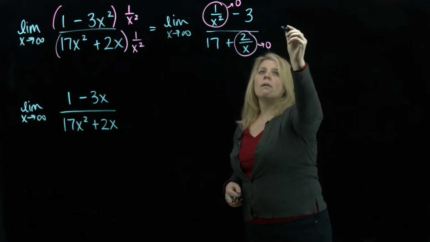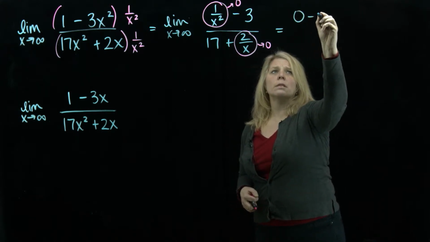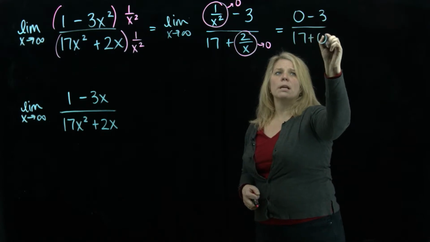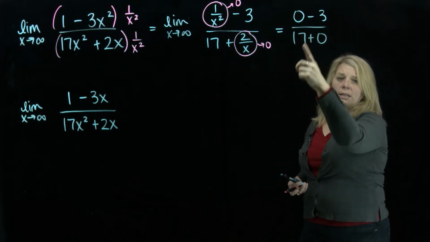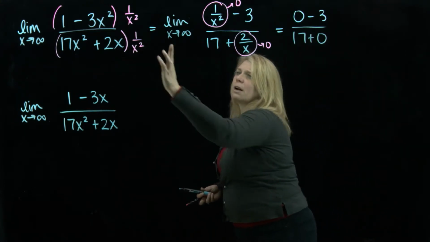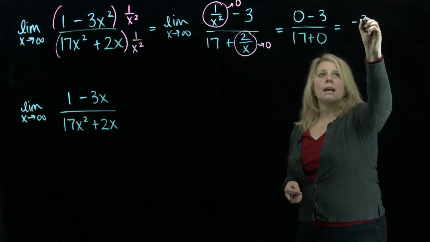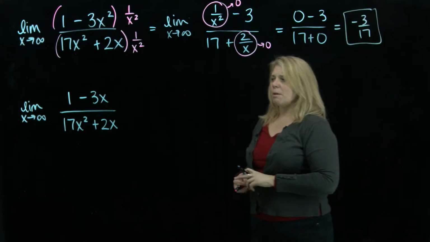And so from there, though, I can go ahead and say, well, this part approaches 0, so equals 0 minus 3, and then on the denominator over 17 plus 0. And notice I don't need to write the lim out front here because this is really the value of that limit. So I wrote it in front of the steps where I was just doing algebra. Now I'm just going to simplify this, and negative 3/17 is the answer for that limit problem.